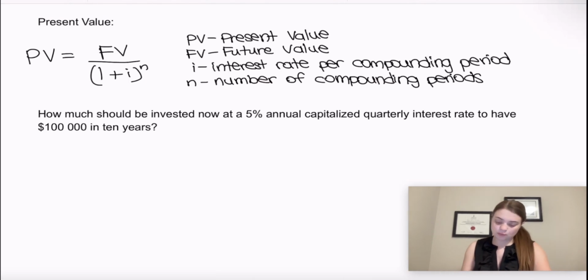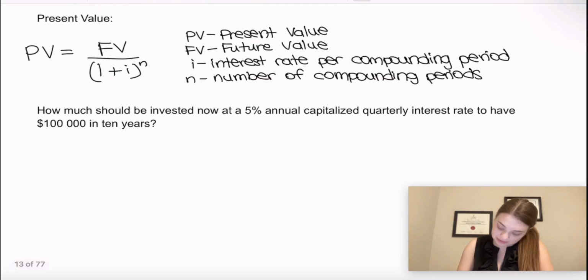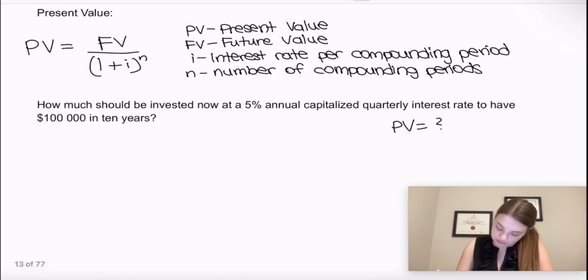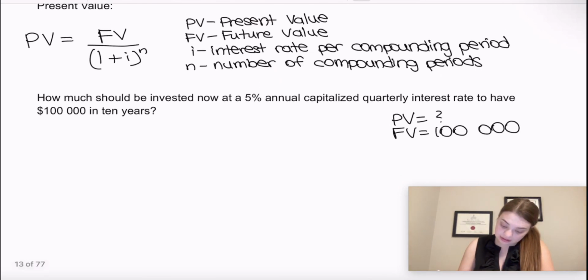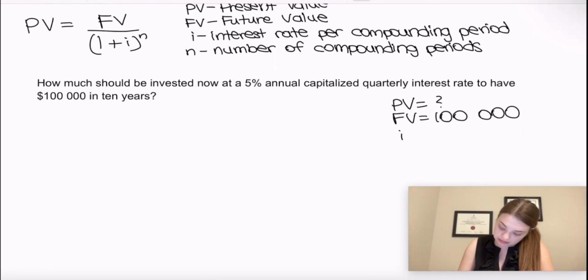So let's first write down what we know. The present value is what we're trying to figure out. How much must be invested now in the present day in order to get what we need. The future value is $100,000. We would like to have $100,000 in 10 years from now. The interest rate is 5%.